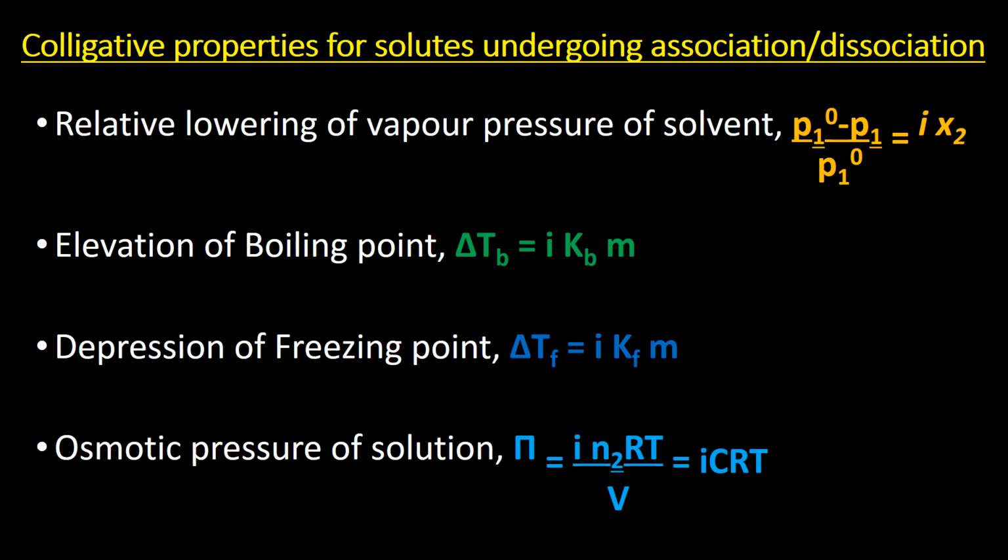For the third colligative property, that is depression of freezing point, ΔTf becomes equal to i Kf m. For the fourth colligative property, that is osmotic pressure of the solution, π is equal to i n2 R T divided by V, which is equal to i C R T. Thank you.